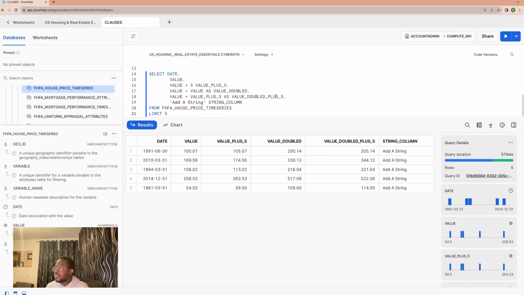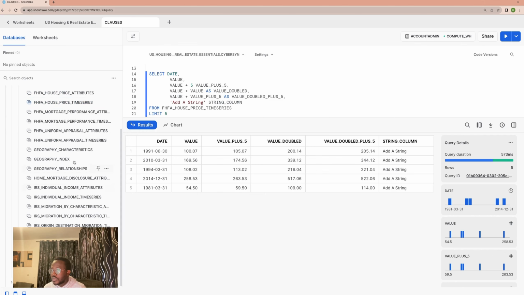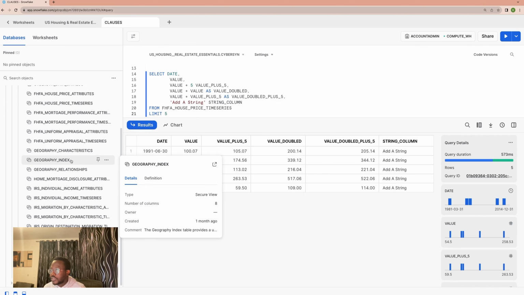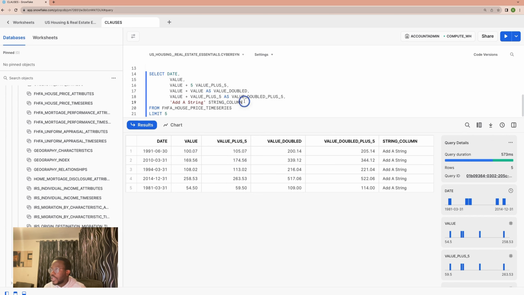Of course, we can still try this with another data set. So let's look for another data set that basically works here. Which other data set could be interesting? So maybe we could use the geographical index, right?